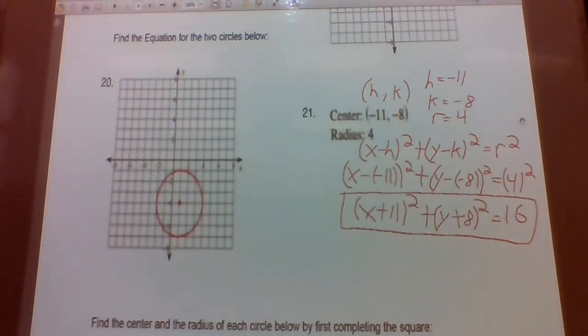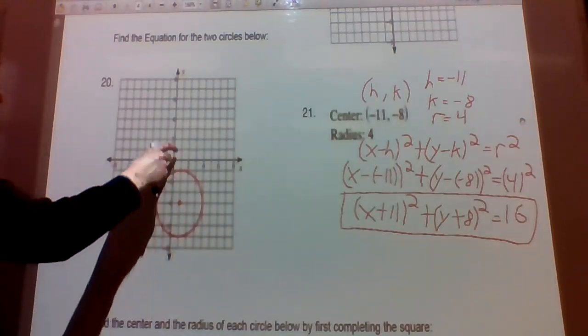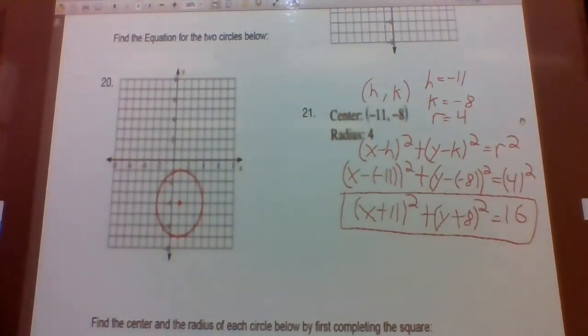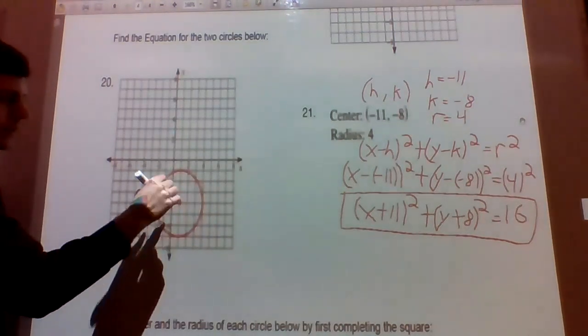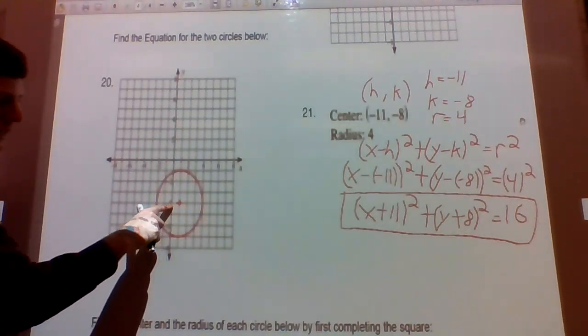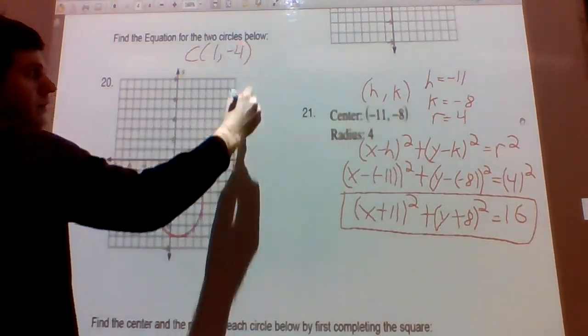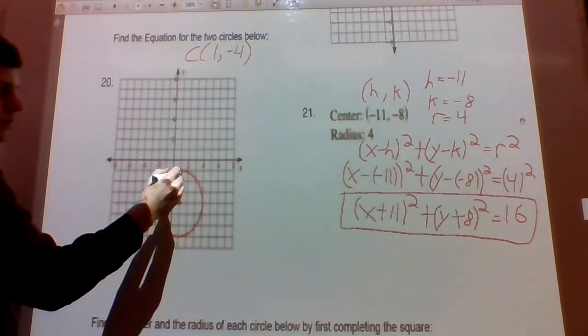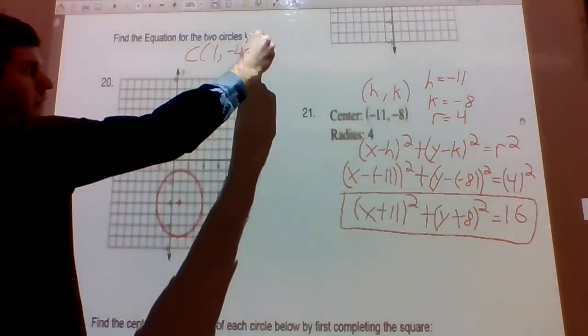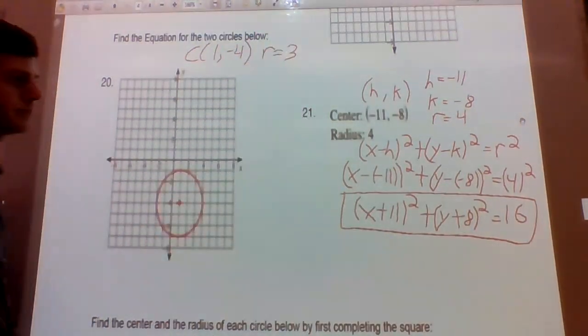Okay, number 20, same thing. We want to find the equation for the circle. In order to find the equation, though, we're going to need to find the center and the radius. So the center of the circle is right here. That's simply going to be 1, negative 4. And our radius is 1, 2, 3. Our radius is 3.